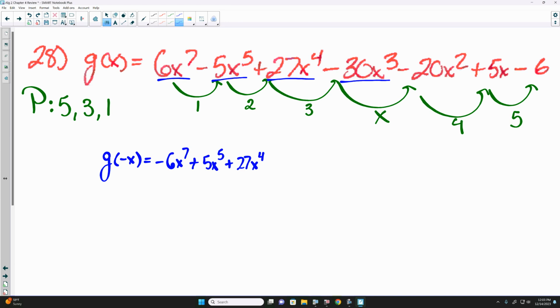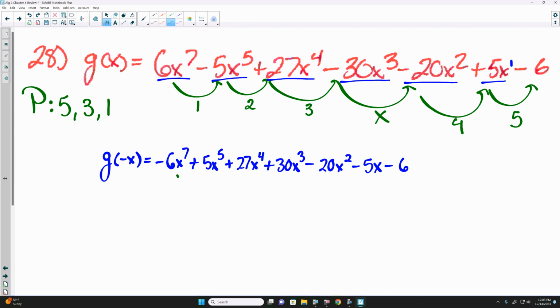Our next one is 30x cubed. 30x to the 3rd. It is odd, so it would change from negative to positive. Our one after that is 20x squared. Our exponent is even, so the sign would stay the same. Our next one, 5x, is really to the first power, so that's odd. So that means we change it. And our number without a variable, we don't do anything to.